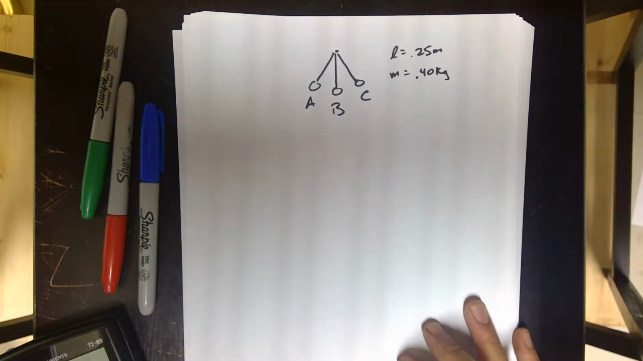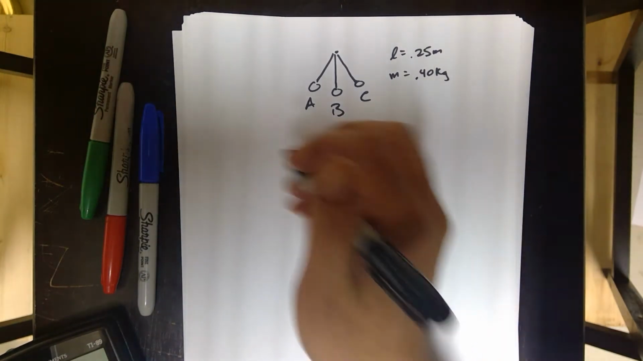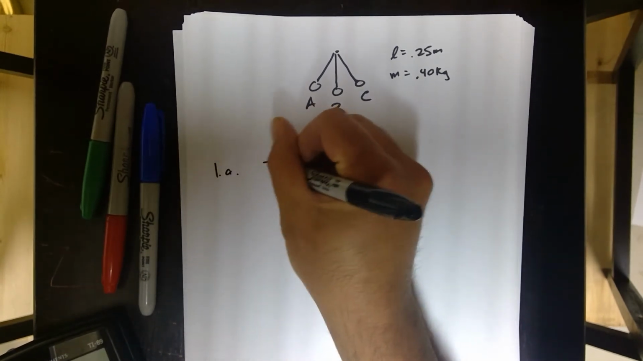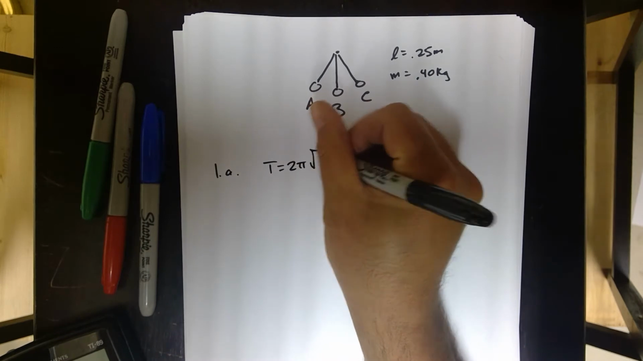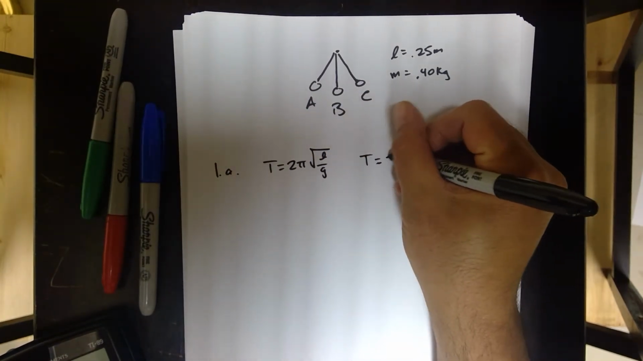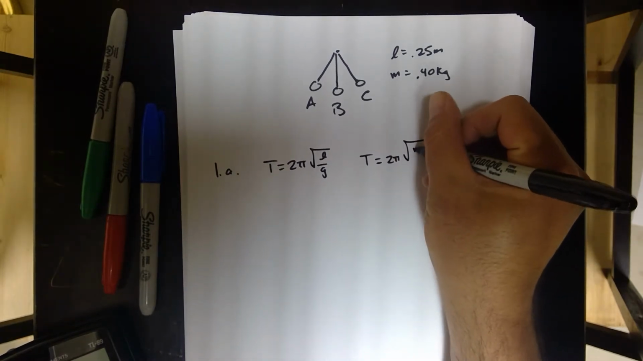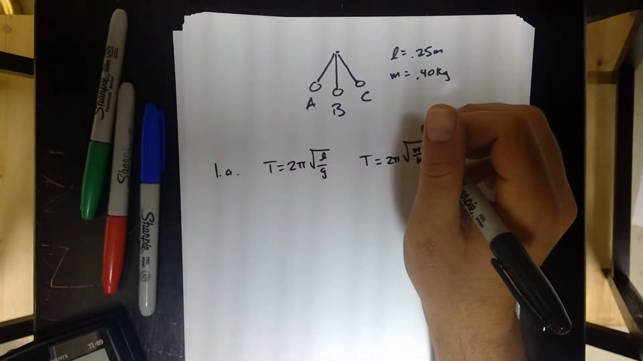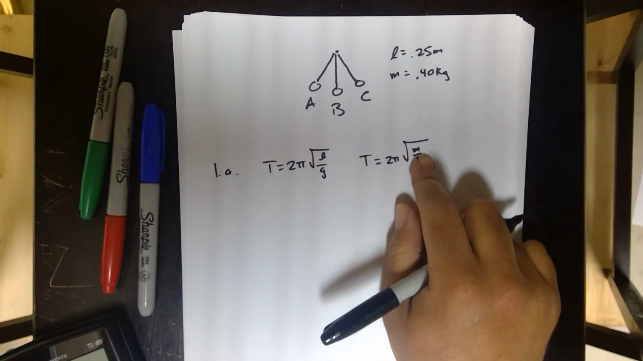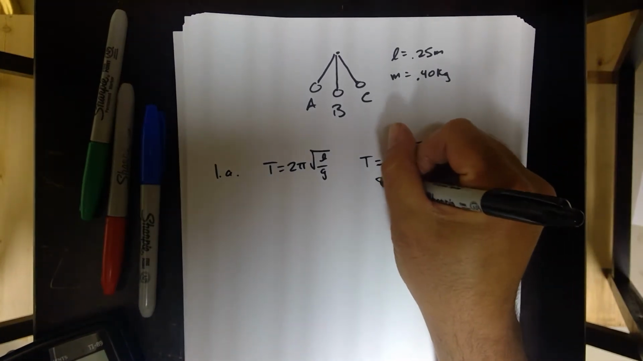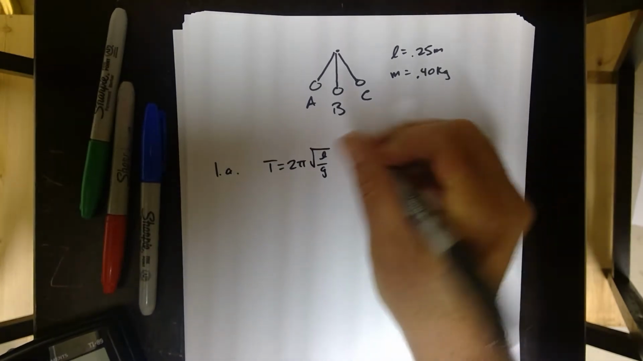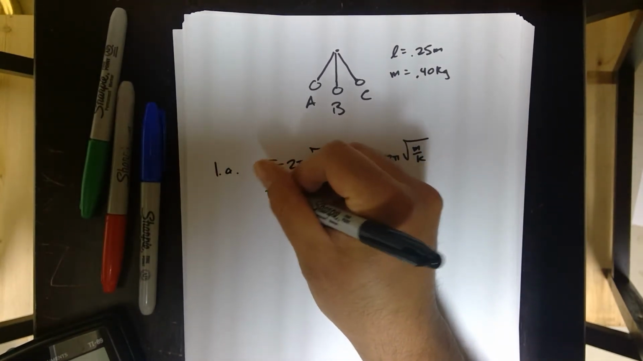Now, this is a classic mistake that a lot of people are going to make here. When you are looking at your formulas, you see this formula here, 2 pi square root of L over G, and you also see this, 2 pi square root of M over K. A lot of people go, look, I have a mass, let me put it in there. But you got to remember, this is for a spring, whereas this is for a pendulum.